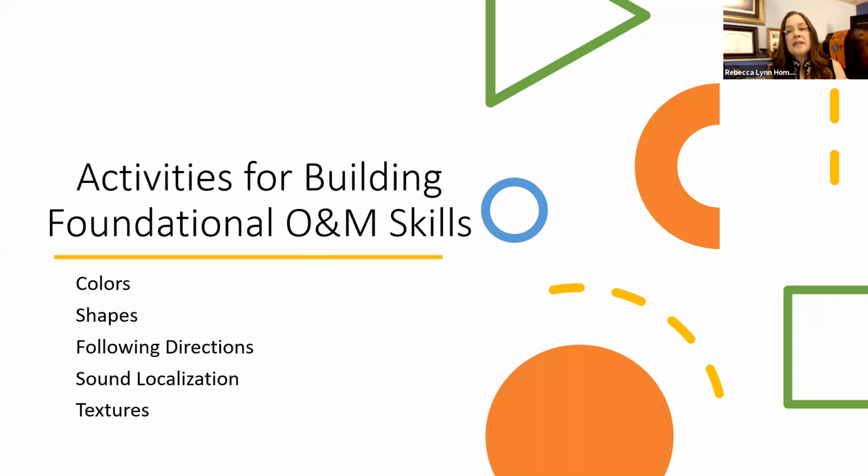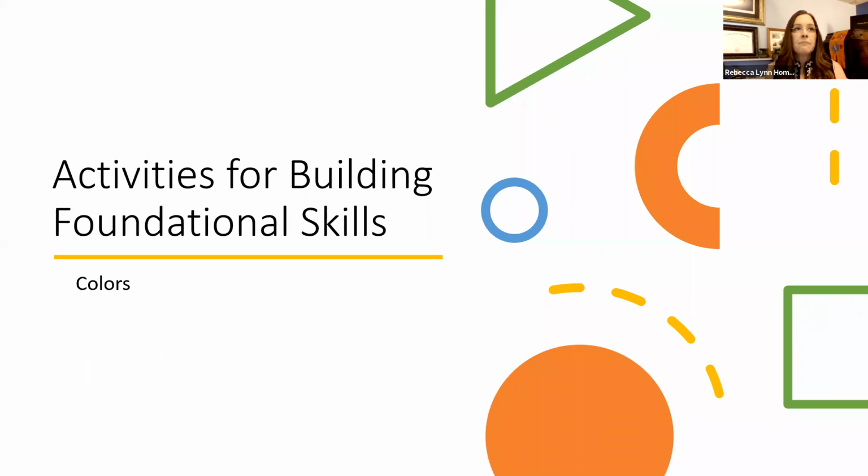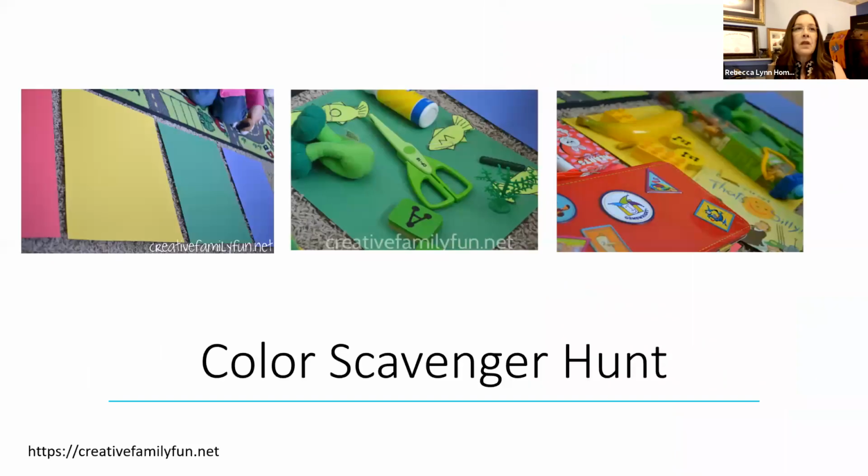All right, so let's talk about some foundational skills of O&M, because before we get out onto the street, before we pick up that cane, or before we plan the route, we need some really great foundational skills. And those skills start with colors and shapes and following directions and sound localizations and textures. So let's talk about some activities that will help us do that. Let's talk about color. A game we can play is color scavenger hunt.